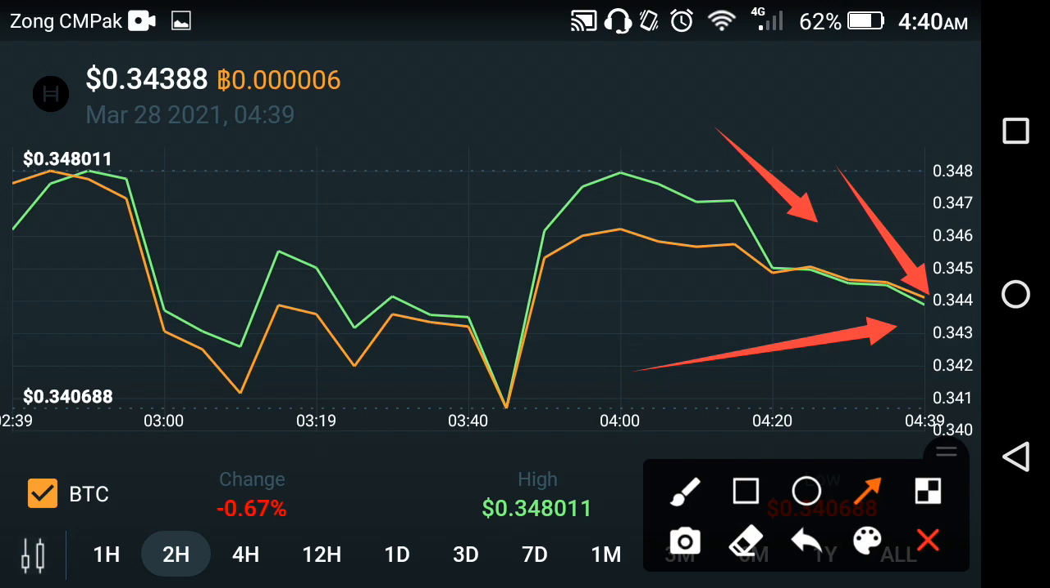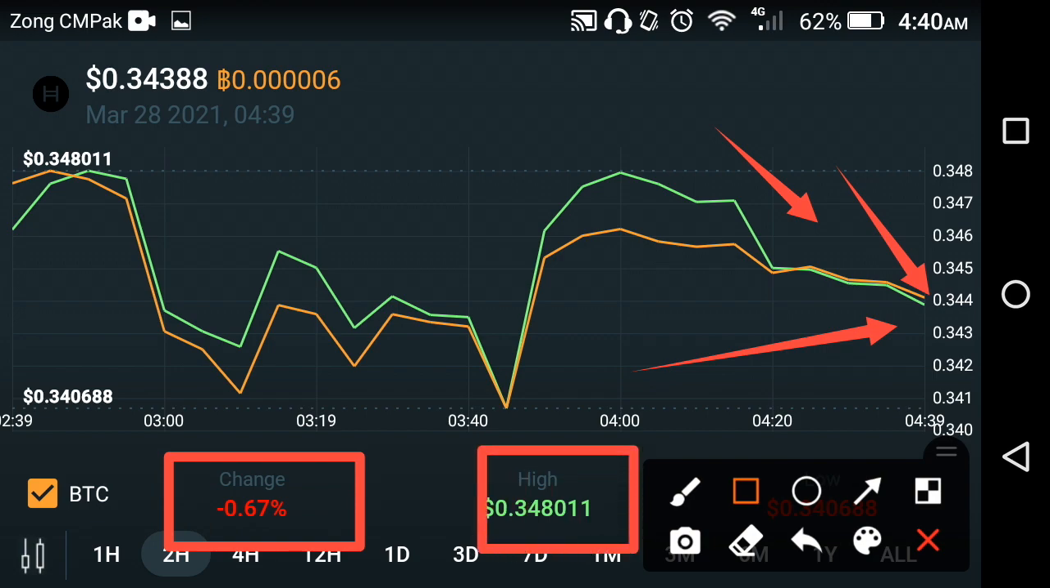As you can see here, a negative 0.67% change occurred in Hedera Hashgraph in the previous 2 hour, and the high price of Hedera Hashgraph in the previous 2 hour is $0.348011. The current price of Hedera Hashgraph is $0.34388, the current price of Hedera Hashgraph HBAR crypto.